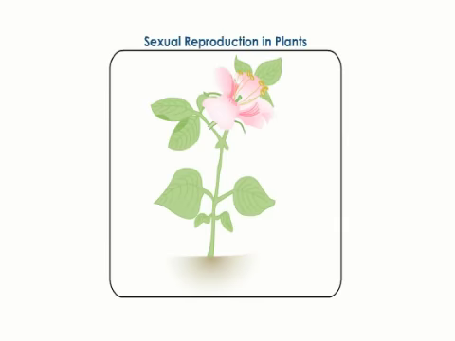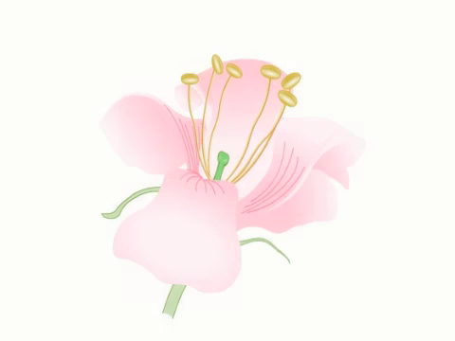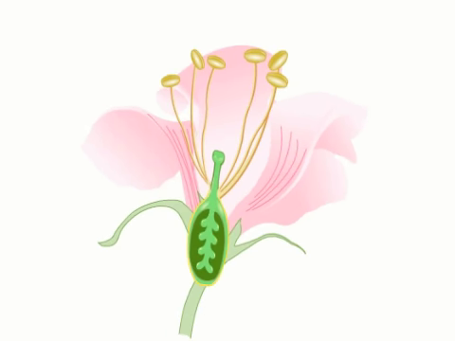Sexual reproduction in plants. The flower is the reproductive organ of a plant. Let's get familiar with the parts of a flower. Here's a section of a typical flower.